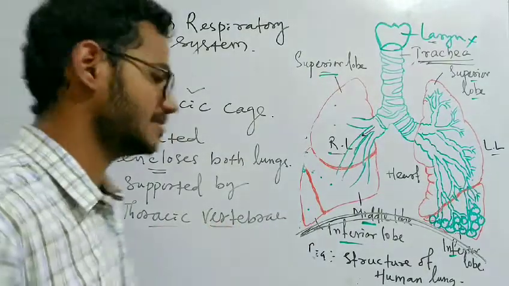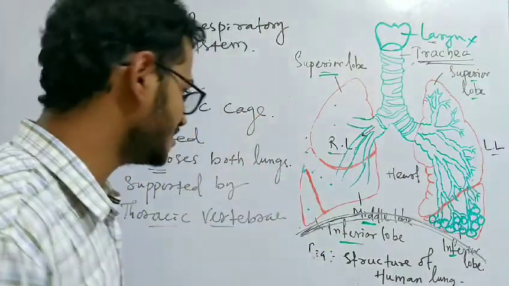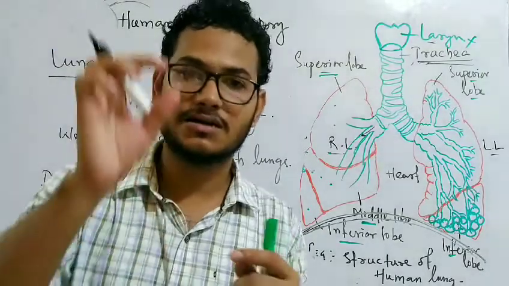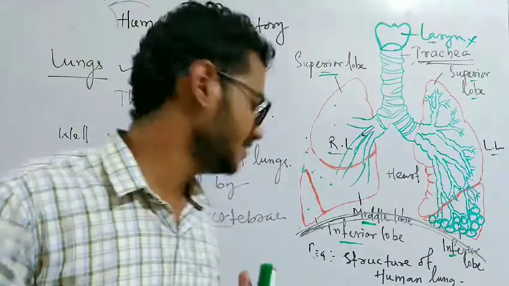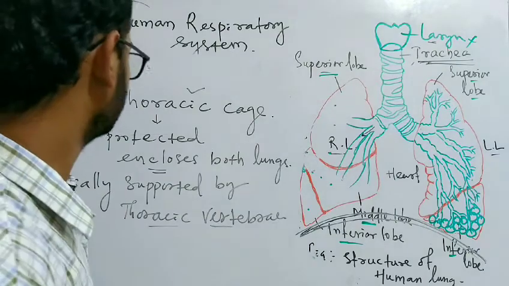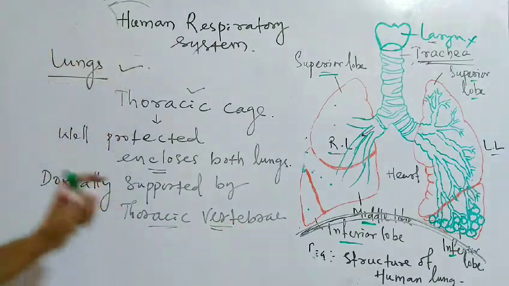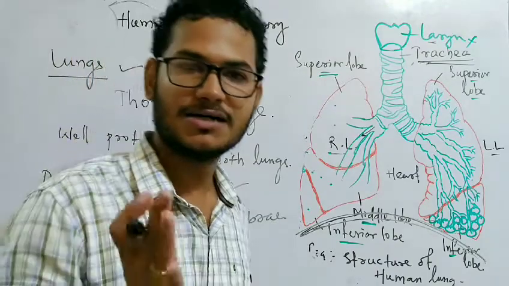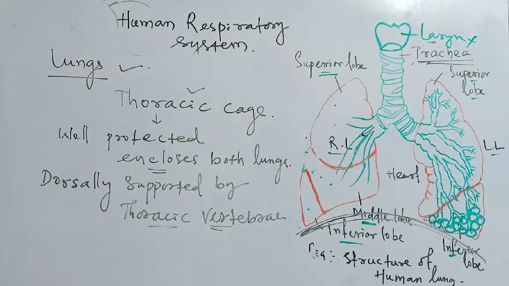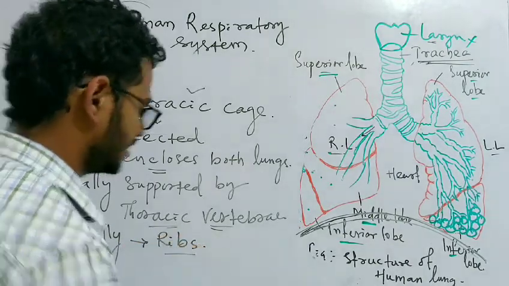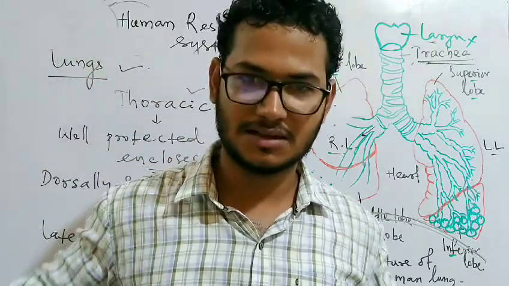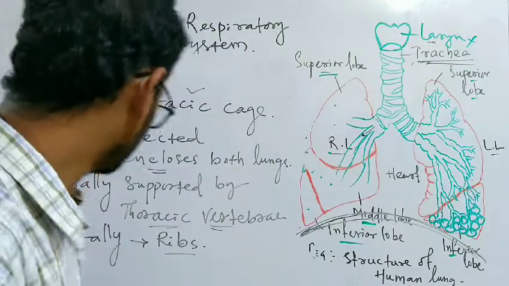The vertebral column is divided into various parts, and the thoracic vertebrae is the part of the vertebral column which is present dorsally, behind the thoracic cavity or thoracic cage. So it is supported from backward by the thoracic vertebrae. Likewise, it is supported laterally by the ribs. Ribs are there on the lateral side. It protects the thoracic cavity.